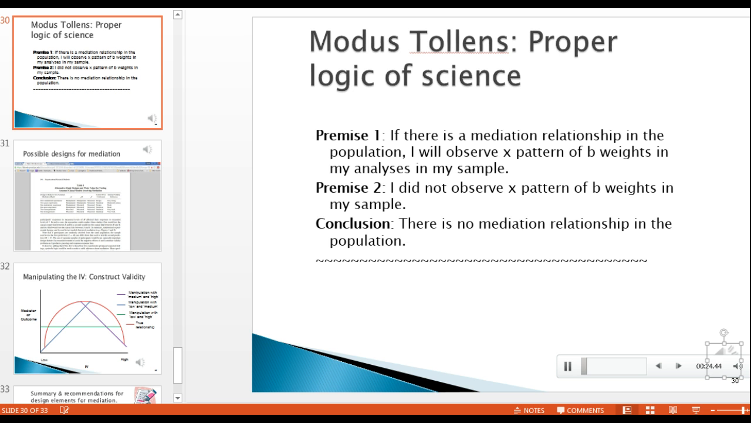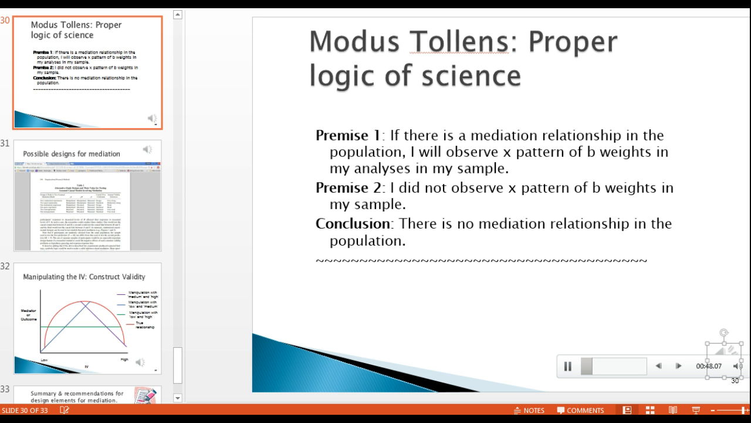It was most famously advanced by Karl Popper, who was a scientist and philosopher, and he basically said that the only thing that we can know for sure is what we do not observe. So let's go through these premises and then the conclusion and see why this is the case. Premise 1 is exactly identical to premise 1 in the previous example.